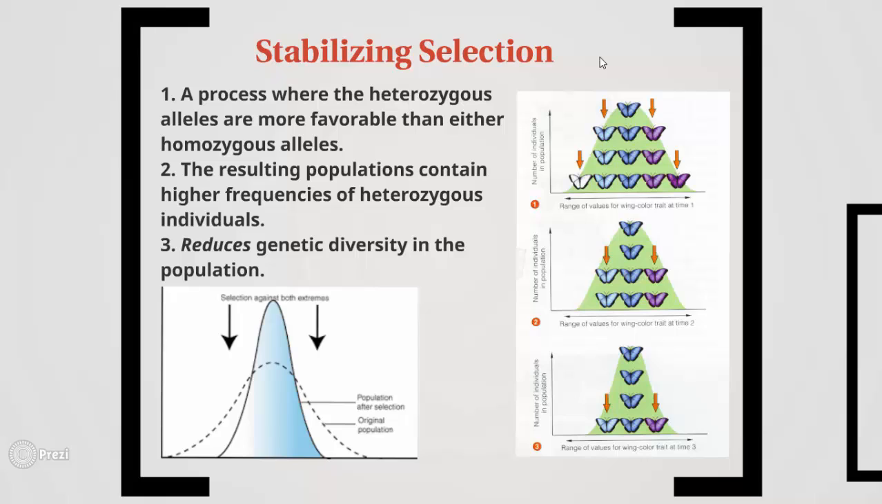Another process is called stabilizing selection, a process where the heterozygous alleles are more favorable than either homozygous alleles. So sometimes it's not just, I want to be completely dominant or completely recessive. Sometimes you want a little bit of both. You want to be a carrier. The resulting populations contain higher frequencies of the heterozygous individuals, but this reduces genetic diversity in the population because eventually you're going to have many offspring with the same type of alleles because you're just doing heterozygous. So the homozygous will either die off or they'll end up dominating.